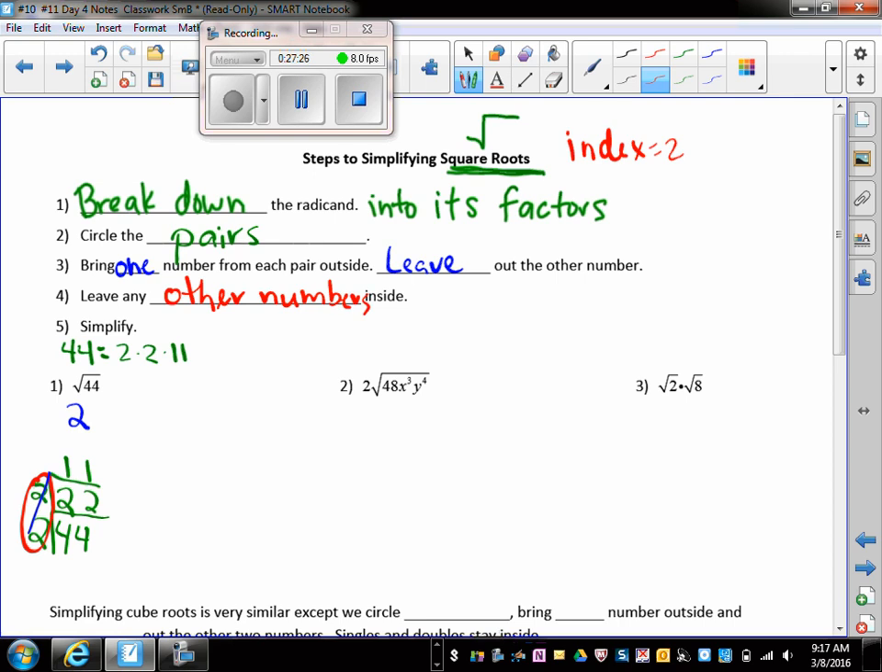So I still have my 11 left. That stays inside my radical. And then simplify. What we're doing here is breaking it down into its factors. Because the square root requires 2 of a kind in order to bring it out in front, we look for our 2 of a kinds or pairs. We bring 1 out in front and leave all other numbers inside. So our final answer here is 2 square root of 11.